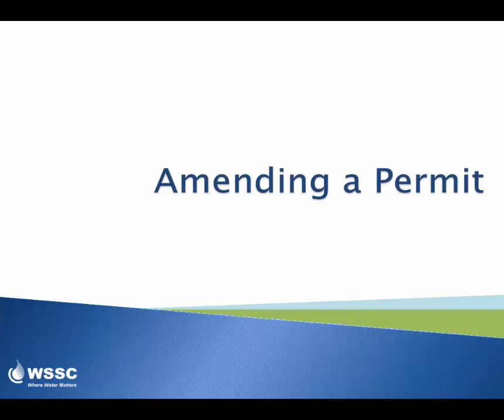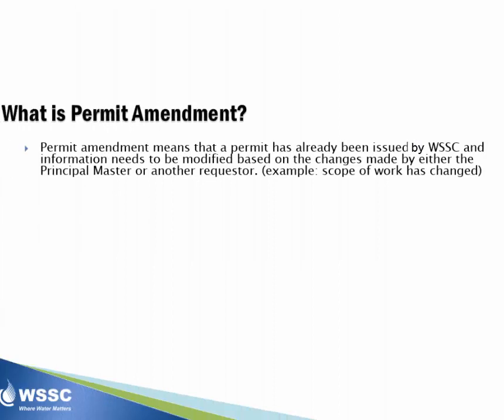In this tutorial, we will discuss how to amend a permit. Permit amendment means that a permit has already been issued to WSSC and information needs to be modified based on the changes made by either the principal master or someone else. An example could be the scope of work has changed.